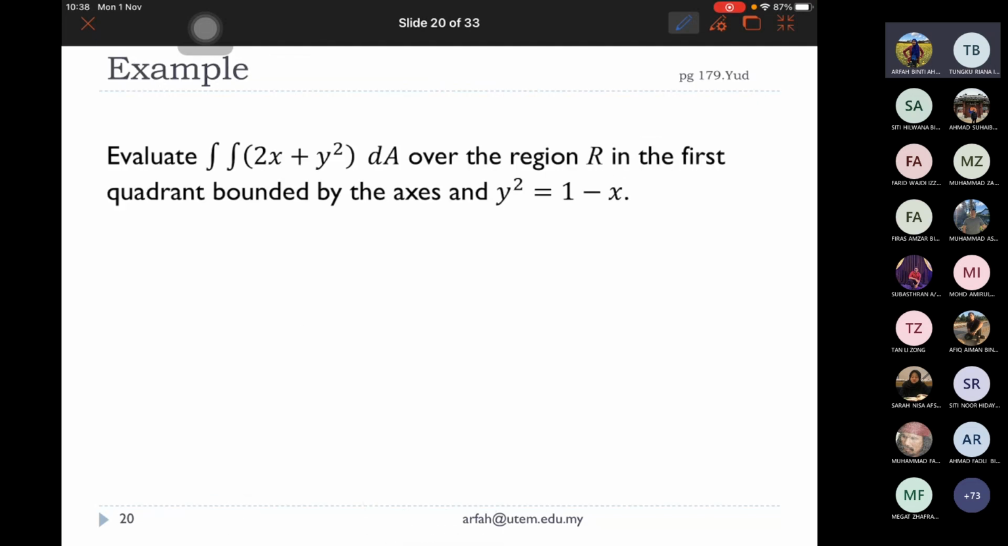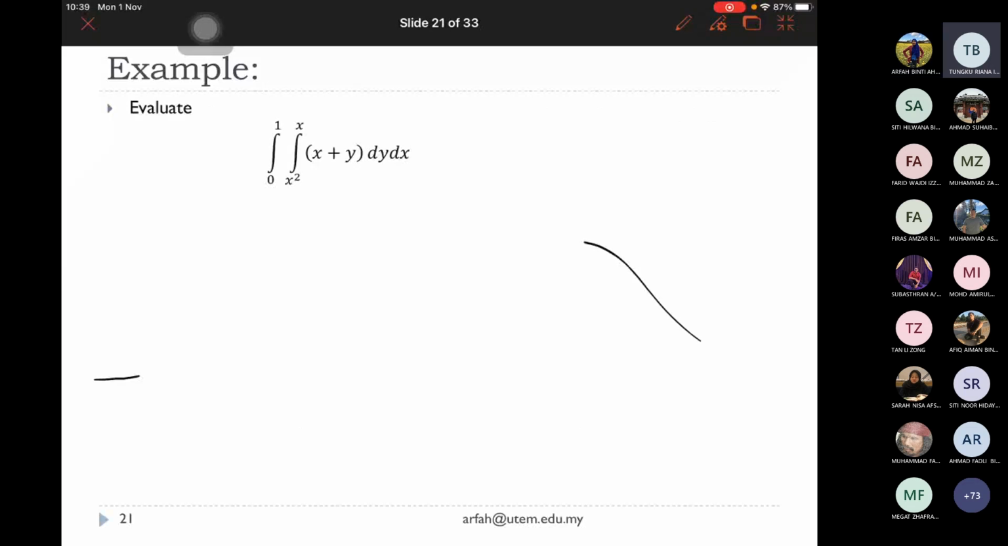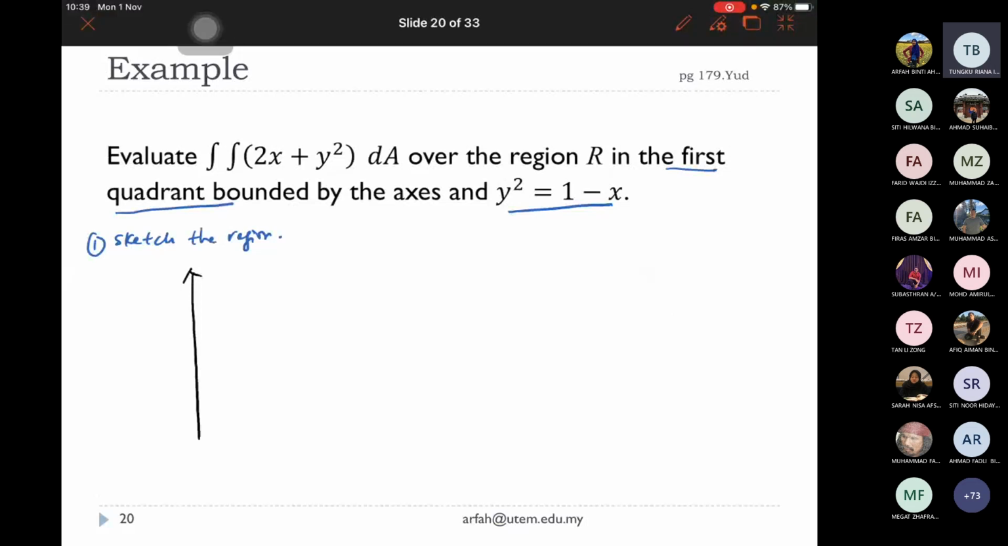Okay, soalan kedua. Evaluate integration of 2x plus y squared dA over the region R in the first quadrant. Okay, dia punya tips yang dia bagi first quadrant, bounded by the axis and y squared sama dengan 1 tolak x. Okay. So, cuba sketch. First, sketch the region. So, cuba sketch dia punya region for this one. Aduhai. So, cuba buat dia punya sketching for this one. Dia kata bounded in the first octant.